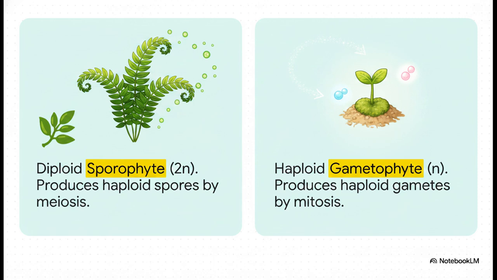But here's the catch. These spores don't fuse with anything. They just grow and divide on their own to become a brand new multicellular haploid organism called the gametophyte. This gametophyte then produces the actual eggs and sperm. When those gametes finally fuse, boom, you get a new diploid sporophyte. And the whole cycle starts over.